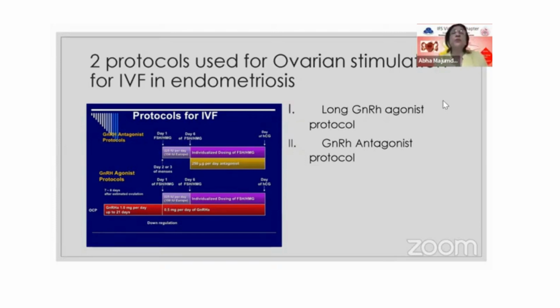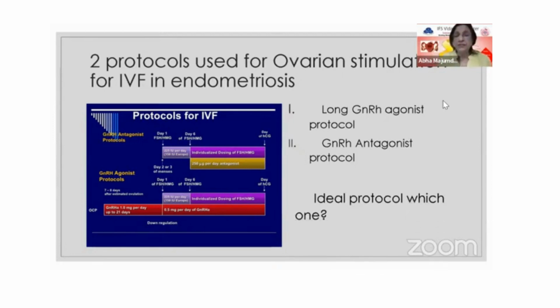So what are the two protocols which are the popular protocols for ovarian stimulation for IVF? This is not for endometriosis, this is for any IVF. Either it is the antagonist protocol or it is the long agonist protocol. So these two, what do they do? They suppress the LH surge so that a lot of follicular cohort can grow up to dominance, and then we can aspirate oocytes from all these follicles.